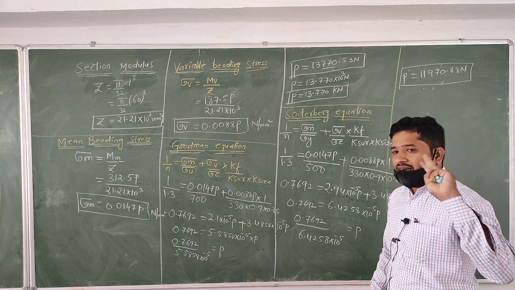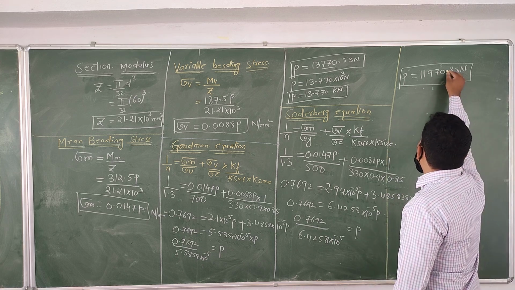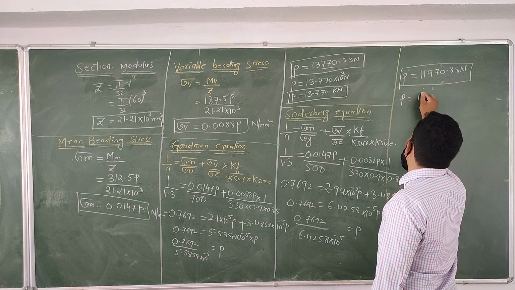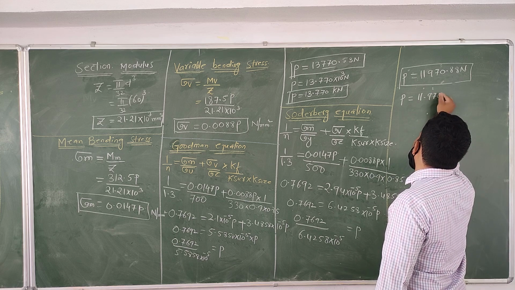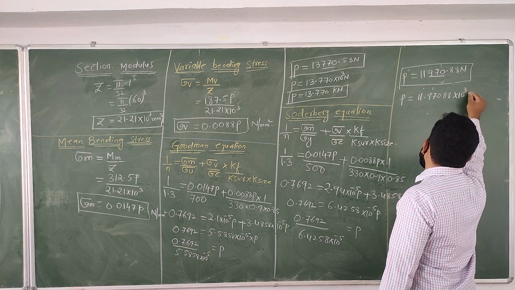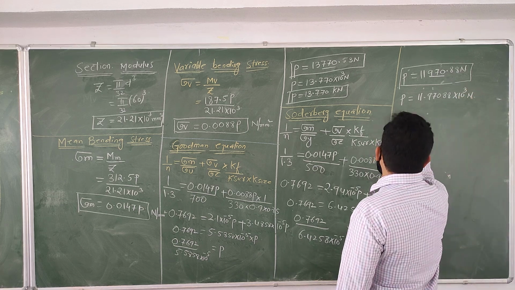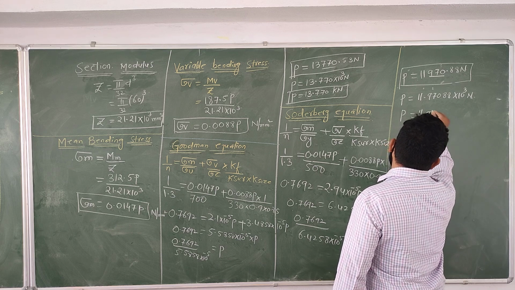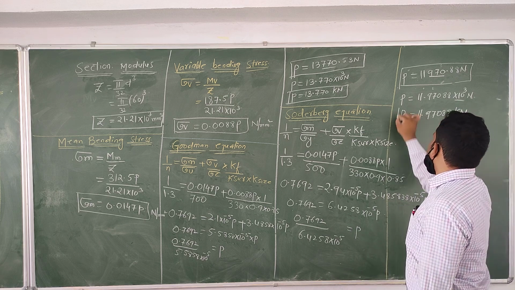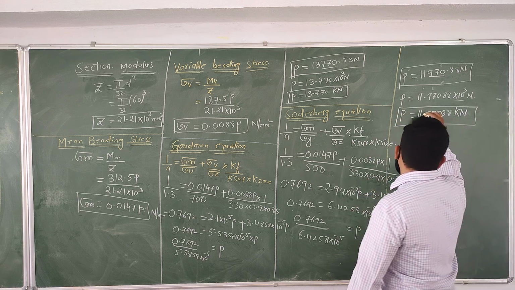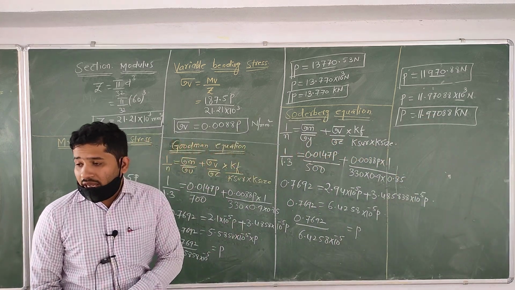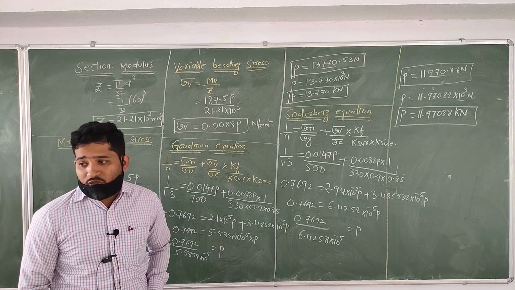to remove the 3 digits. Is it right? 1 after point 1 2 3, then it should be P equal to 11.97088. How many digits we have removed? 3, means 10 power of 3 Newton. Is it right? Then P equal to 11.97088 into 10 power of 3, nothing but kilonewton. That is the value of P. How much we got it? 11.97088 kilonewton.